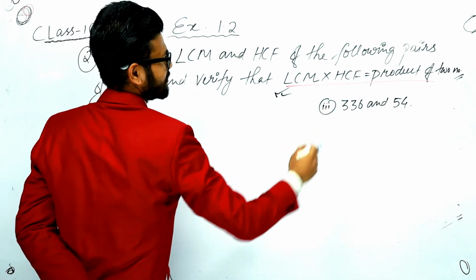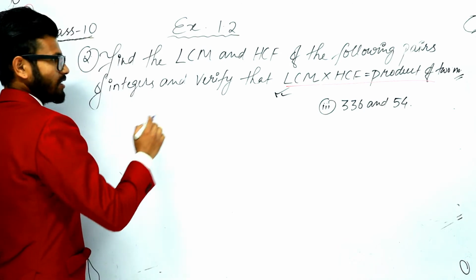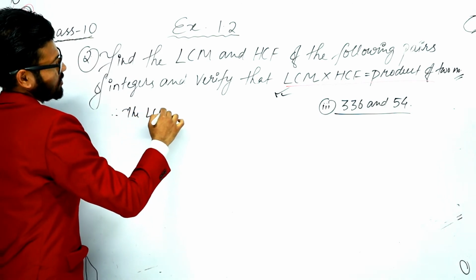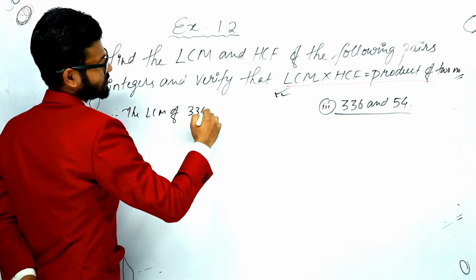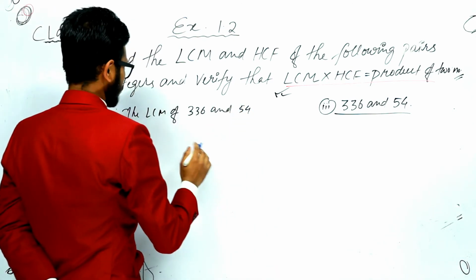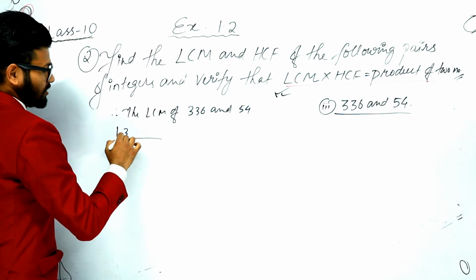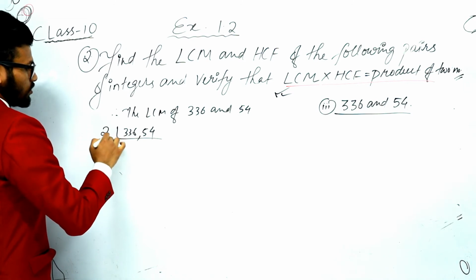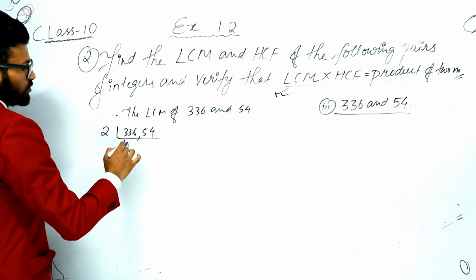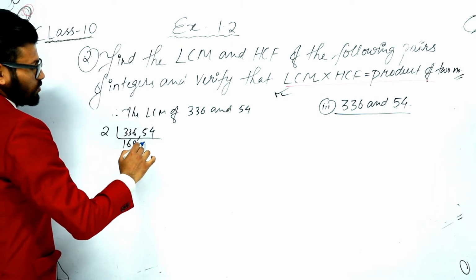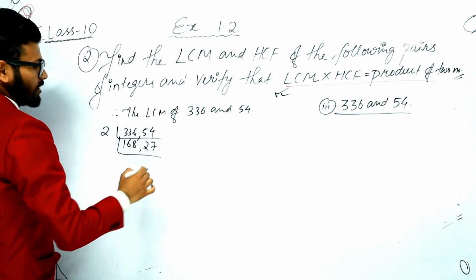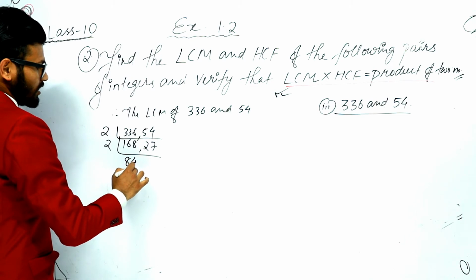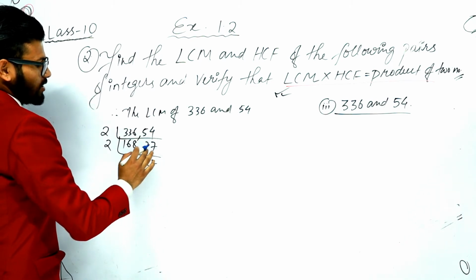Now let us find the LCM and HCF of this term. Now let us find the LCM. Therefore the LCM of 336 and 54. Let us find it by this division. 336, 54. Let us divide it by 2, the smallest factor. 2 1 2, 2 6 12, 2 8 16, 2 2 4, 2 7 14. So we can divide it further with 2, the smallest factor, 2 8 16, 2 4 8, and we cannot divide 27 through because it is an odd number.